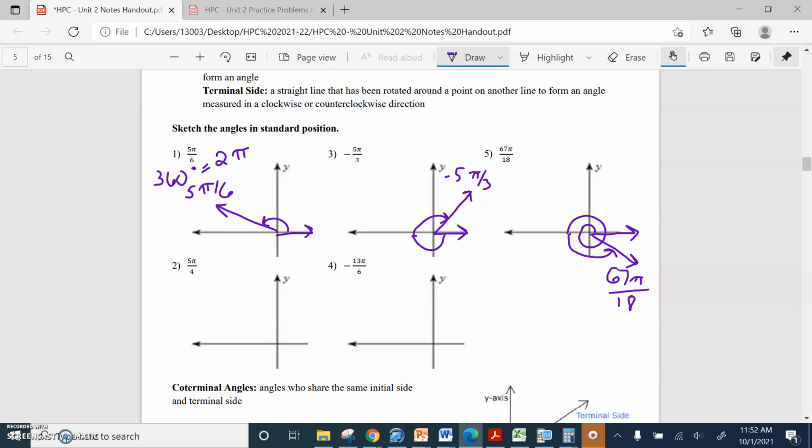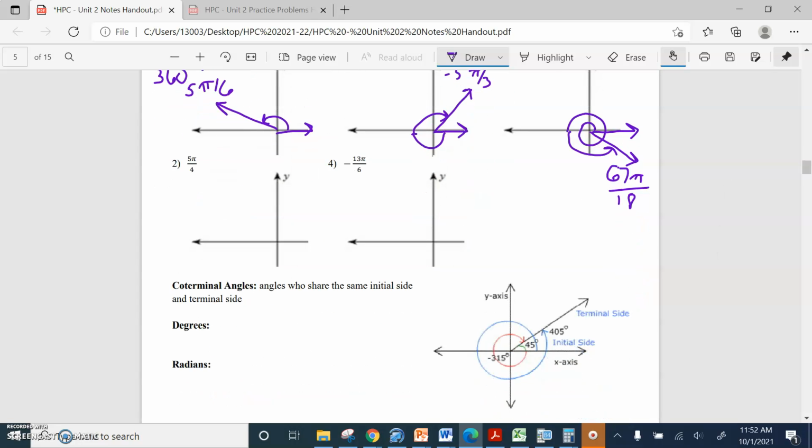It gets a little messy. Real quick, let's do 5 pi over 4. Again, initial side. There's 1, 2, 3, 4 pi over 4, and then there's 5 pi over 4. So again, you're always looking to find whole pi or 2 pi increments. When you look at pi over 4s, those are the nice ones, equivalent to a 45-degree angle. That's why I tried to draw it as best I could. 5 pi over 4. Last one in this video is negative 13 pi over 6.